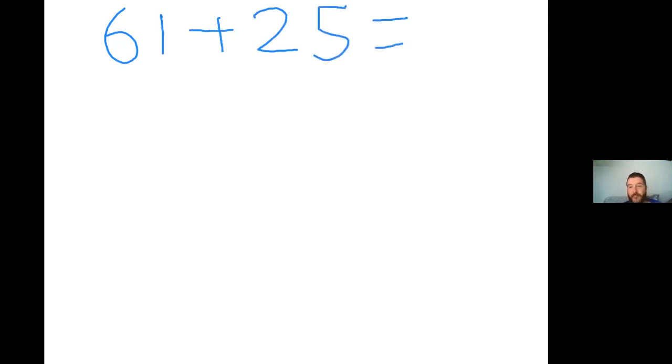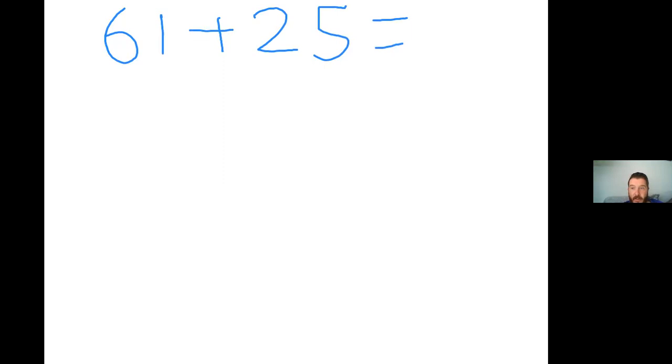And we'll work on them together. So once you've got your piece of paper, I want you to write this quite small at the top of it. This is your number sentence. 61 add 25. So write that. Pause it if you need to.